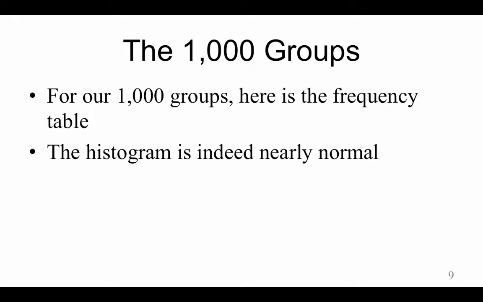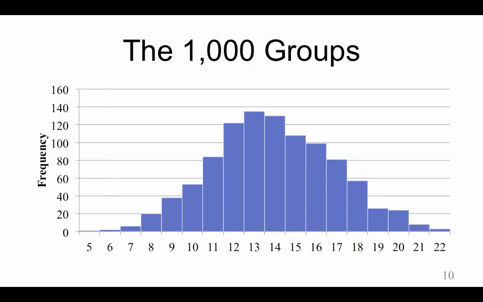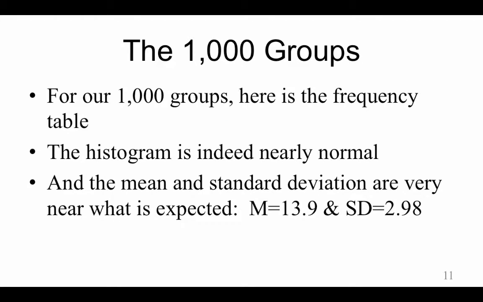A histogram might be a better representation of this, and we see the histogram of the successful students passing the exam is nearly normal. And if we were to actually calculate by hand the mean and standard deviation of our 1,000 groups from the data simulation, we see that the values are close to what we expected. The average is about 14, and the standard deviation is about 3.